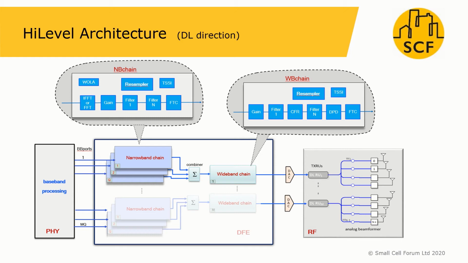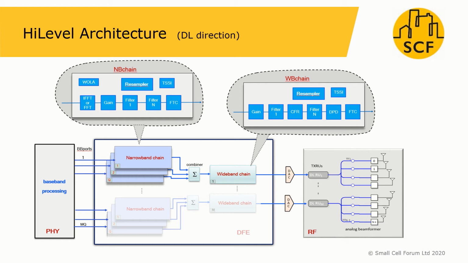Hierarchically, we break the DFE into two as the narrowband and the wideband chains. Within the context of 5G NR, we can think of the narrowband chains as units that process individual component carriers. In this picture, we see multiple downlink component carriers getting combined and further processed by a common wideband chain before getting passed onto the RF chains.